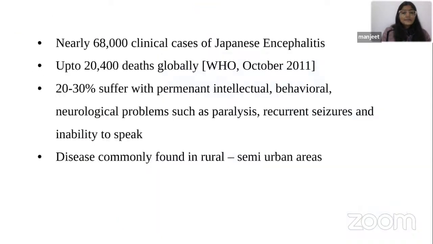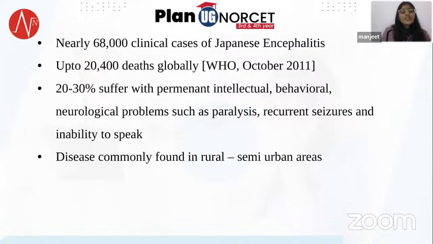Of Japanese encephalitis. So there are nearly 68,000 clinical cases of Japanese encephalitis and there were up to 20,400 deaths globally as per the data from WHO. 20 to 30% of patients diagnosed with Japanese encephalitis suffer permanent intellectual, behavioral, neurological problems such as paralysis, recurrent seizures, and inability to speak. And this disease is commonly found in rural and semi-urban areas. Clear? Just as kala azar was highly morbid and mortal, similarly, Japanese encephalitis is also a disease with high mortality.